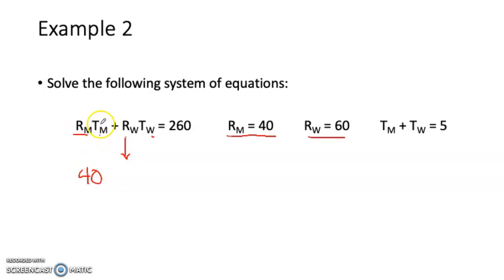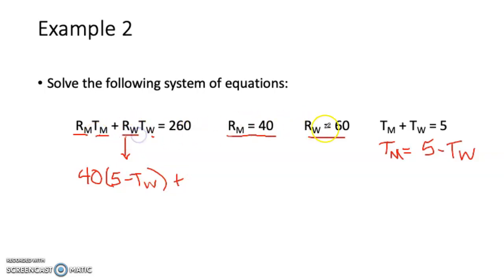That's the R of m. Do I know a T of m? Well, over here, I could solve for T of m. T of m is 5 minus T of w, right? So I could put that here: 5 minus T of w, plus, so I got that.